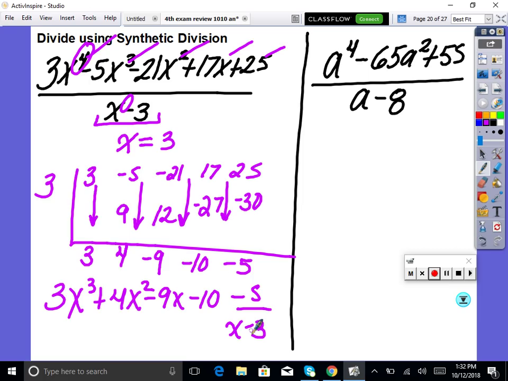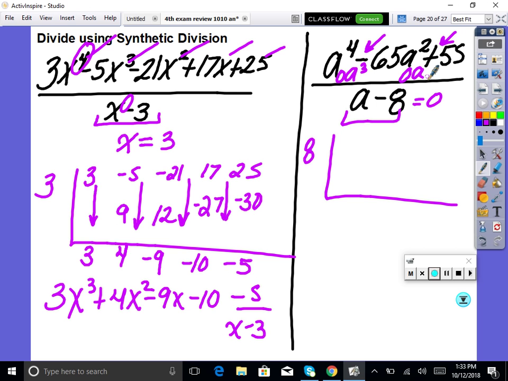So with this next one, notice we are missing, so we'll use 8. Set that equal to 0 and solve. So 8. Now notice we're missing a cubed and degree 1. A cubed is gone, and 0a is gone. So we have a 1, a 0, a negative 65, a 0, a 55. That is so important to remember. So you don't want to do synthetic division and get it wrong just because you forgot that.